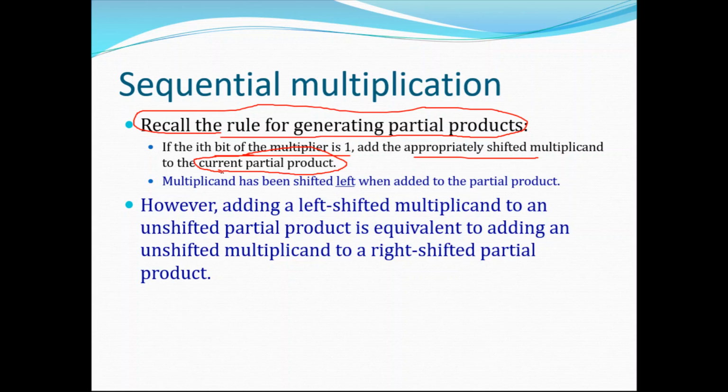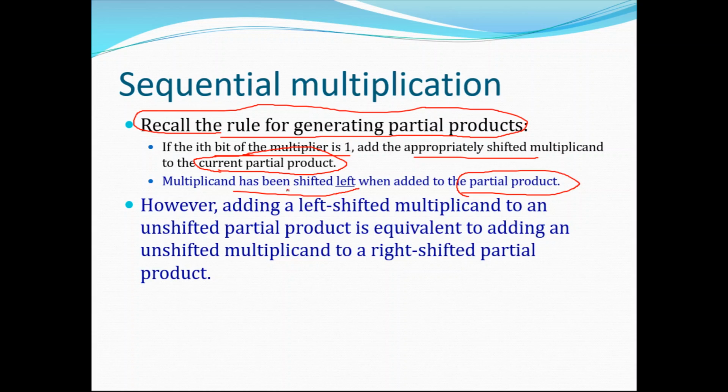Okay, what is the rule? If the ith bit of the multiplier is 1, then left shift the multiplicand by i times and add it with the partial product. If the ith bit of the multiplier is 0, then in all the bit positions fill up with zeros and left shift by i times and add it with the partial product. Okay, so here the multiplicand has been shifted left and it is added with the partial product. We are not shifting the partial product in the combinatorial circuit. But in sequential circuit, we are going to do the reverse.